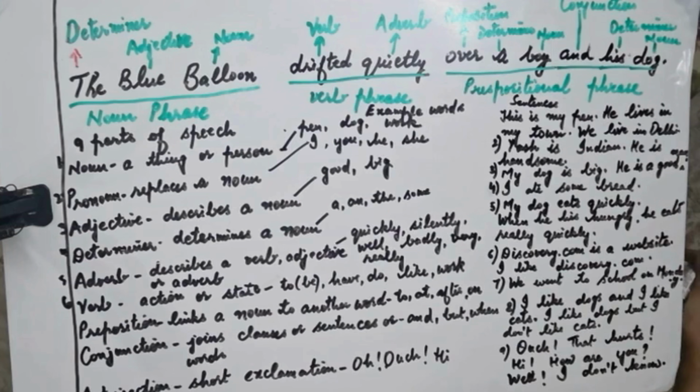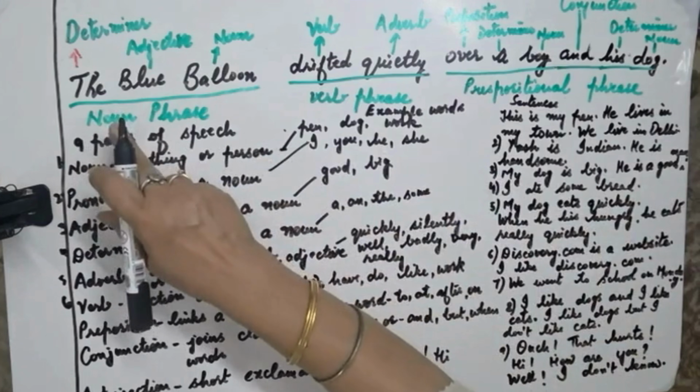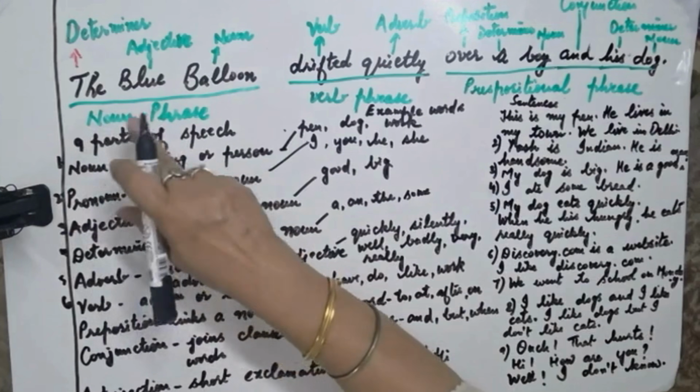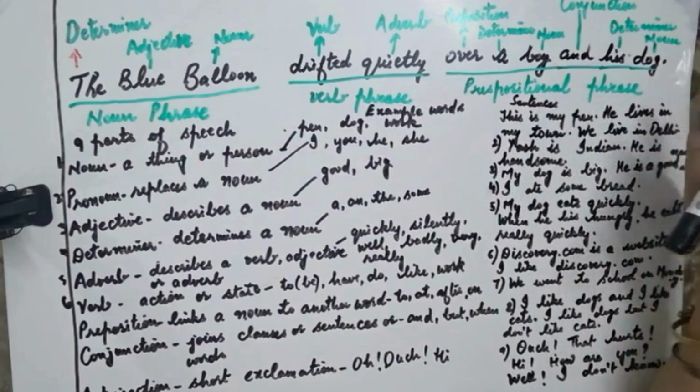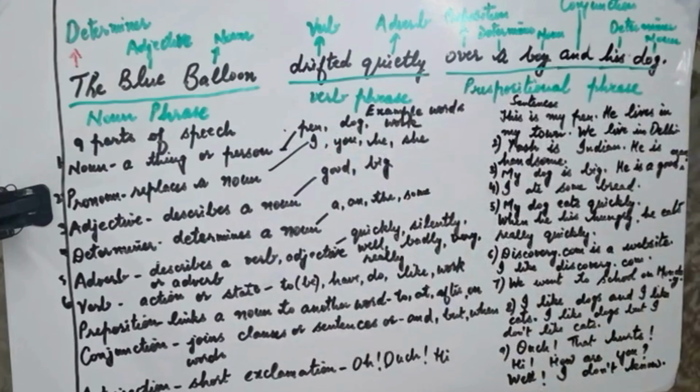Let's talk today about parts of speech. We'll be taking one example sentence: The blue balloon drifted quietly over a boy and his dog. Let's see what the parts of speech in this sentence are.